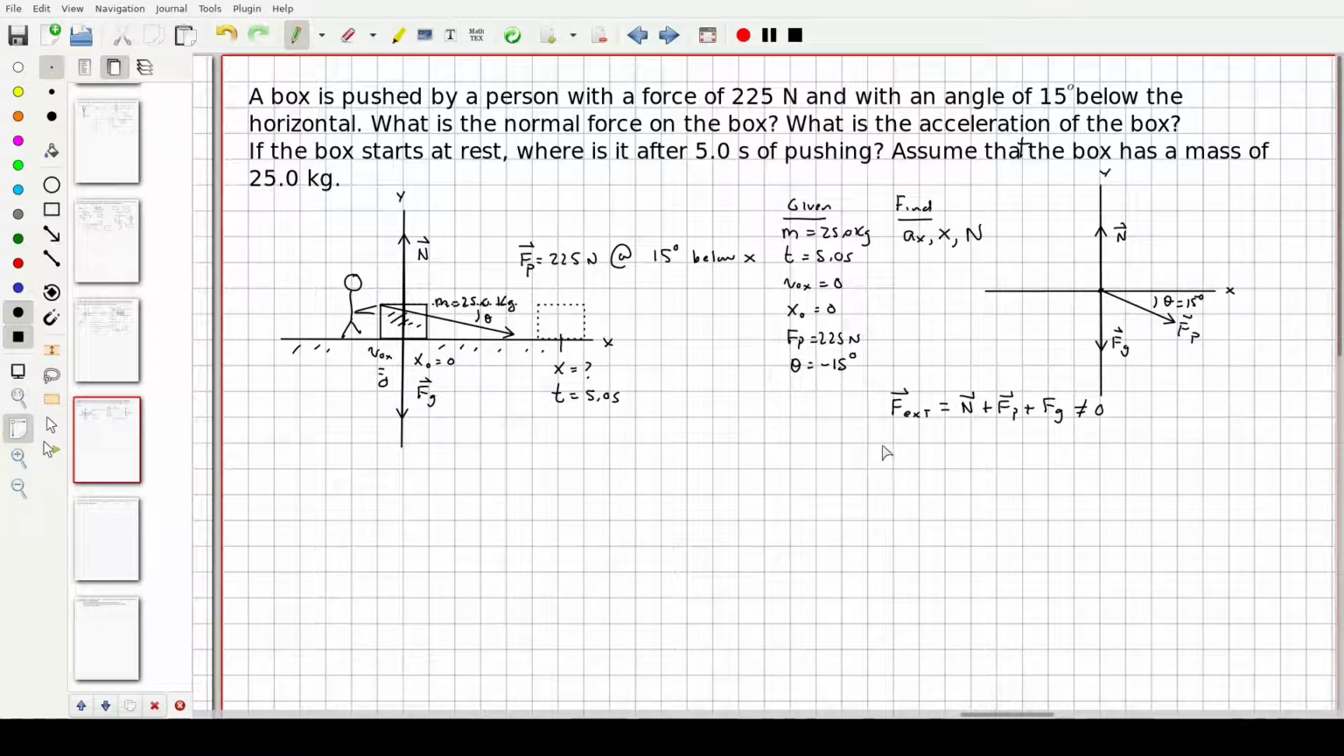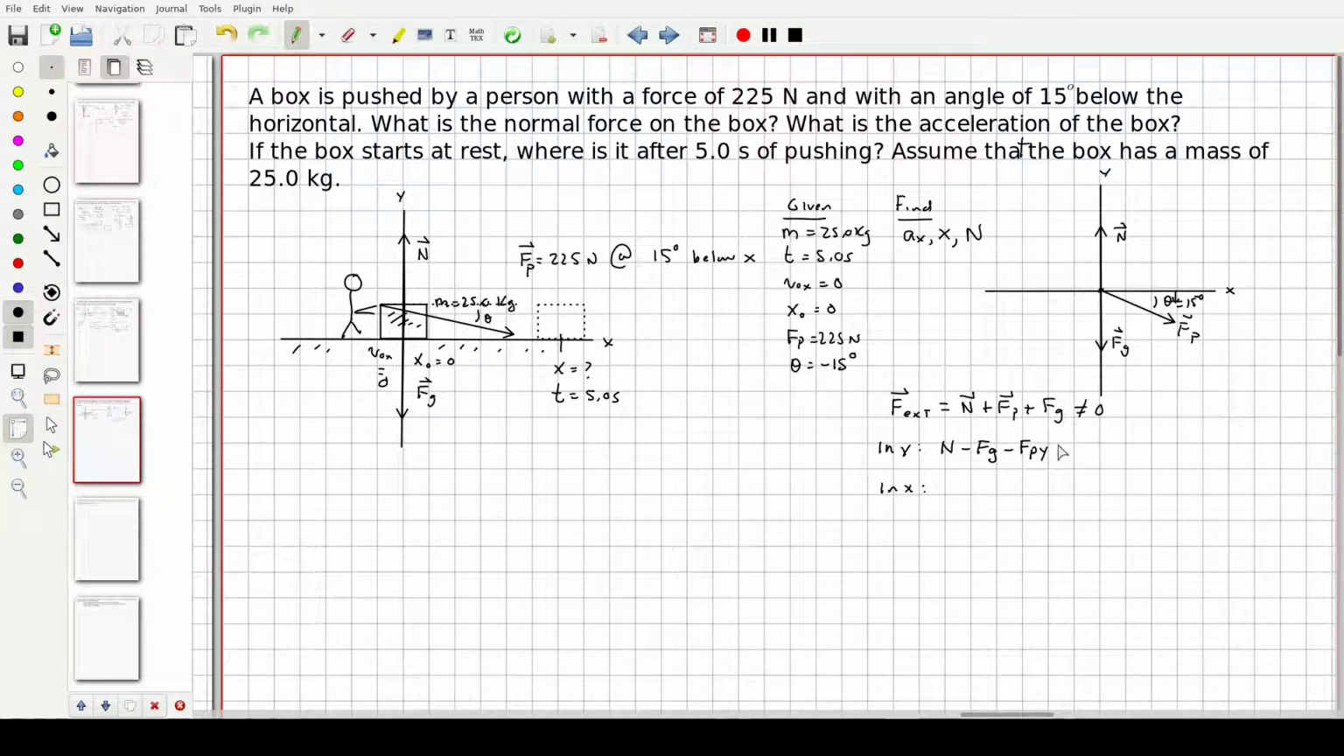Now, we have stuff going on in the y direction, and we have stuff going on in the x direction. In the y direction, I see a normal force that points upwards, so it adds in as a positive. I also see gravity that sits exclusively along the negative y direction, so that adds in as a negative. Now, our push here has got part of it down, a y component that's down. So there is a part of our push that is down.